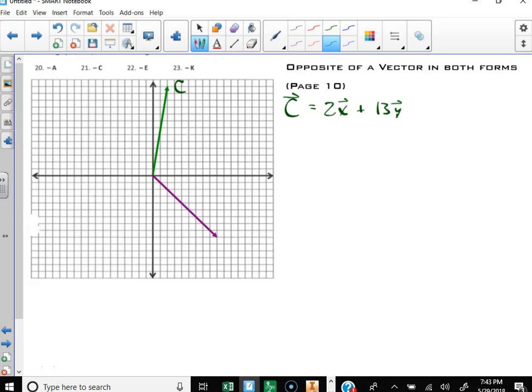And the other way to write it is 13.15 at an angle of 81.3 degrees. And that means that this length from here to here is 13.15, and that this angle from here to here is 81.3.